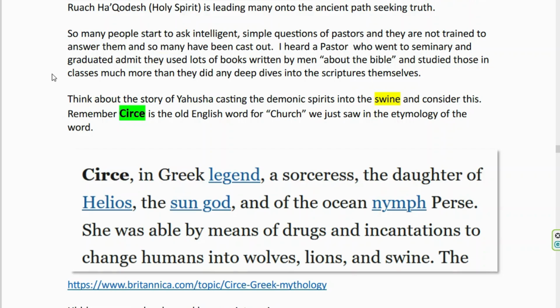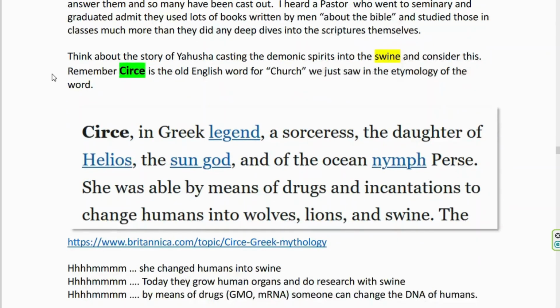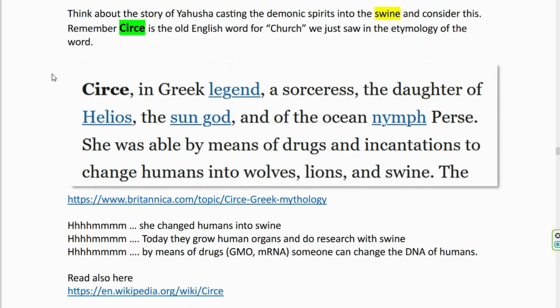I heard a pastor who went to seminary and graduated admit that they had used lots of books written by men about the Bible and studied those in their classes much more than they ever actually did deep dives into the scripture itself. Think about the story of Yahusha casting the demonic spirits into the swine and consider this. Remember, Circe is the Old English word for church. We just saw that above in the etymology.